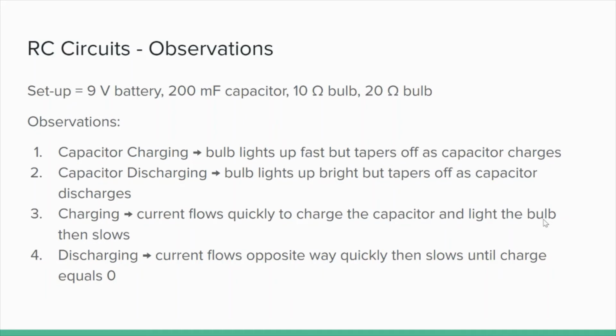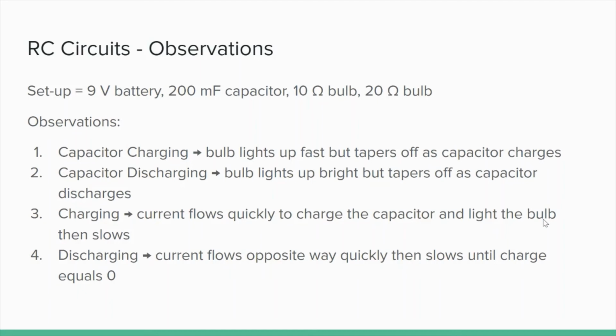Next, we would set up an RC circuit using a 9-volt battery, a 200 millifarad capacitor, a 10 ohm bulb, and a 20 ohm bulb. We noticed that as the capacitor was charging, the bulb would light up fast, but as time passes it would taper off, as well as the current flowing quickly in while it was charging to light the bulb and then eventually slowing.